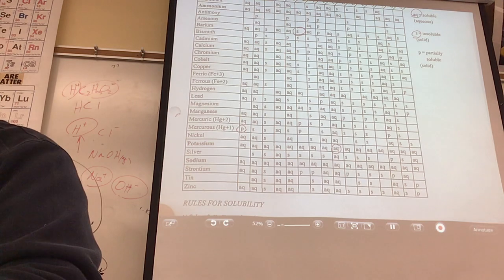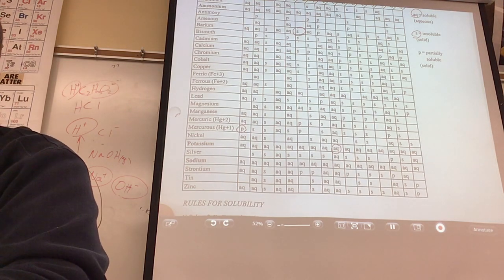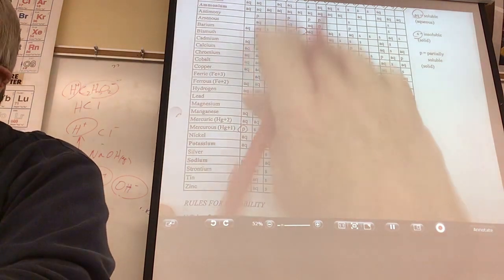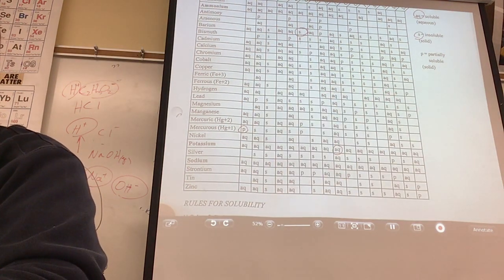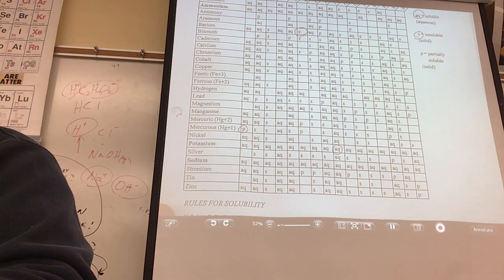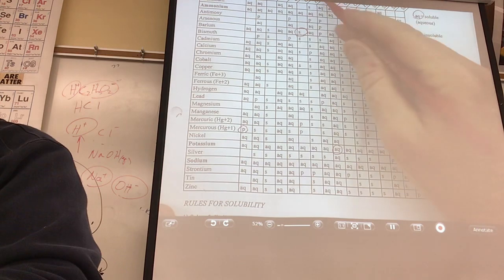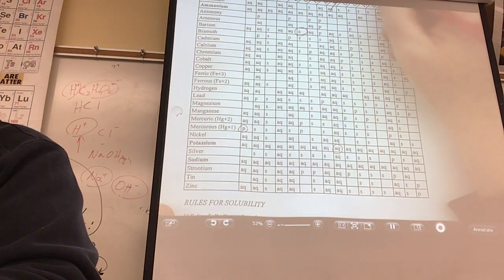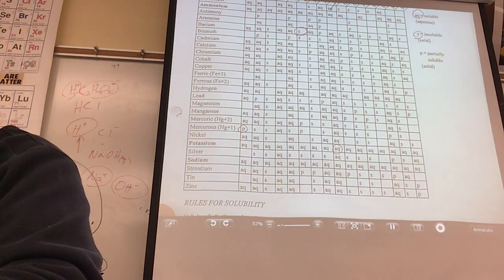Something you can remember so you don't have to look it up all the time. What else? What other patterns do you see here? Somebody else. I know I haven't seen you for a while. What's something else? I thought we did this in class. Nitrates? Okay, look at nitrates. Hey, you know what? I'm not going to look that up. I know all nitrates are soluble. All right, what else?